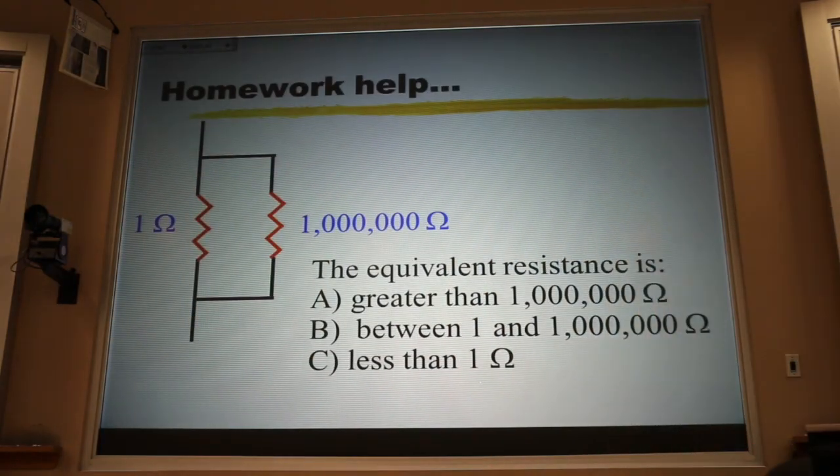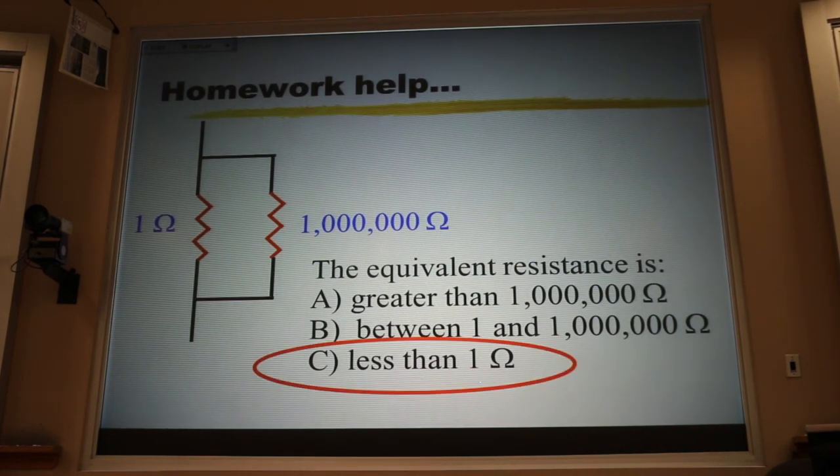If I use this formula here, I would have 1/1 and 1/1,000,000, right? What's the lowest common denominator? 1,000,000. So this would be 1,000,000/1,000,000, and that would give me 1,000,001/1,000,000. But remember, that's 1 over our equivalent. So the equivalent resistance for this is 1,000,000/1,000,001. That's going to be less than 1. Just a little bit less, but it is less. Less than the least. It will always be less than the least.